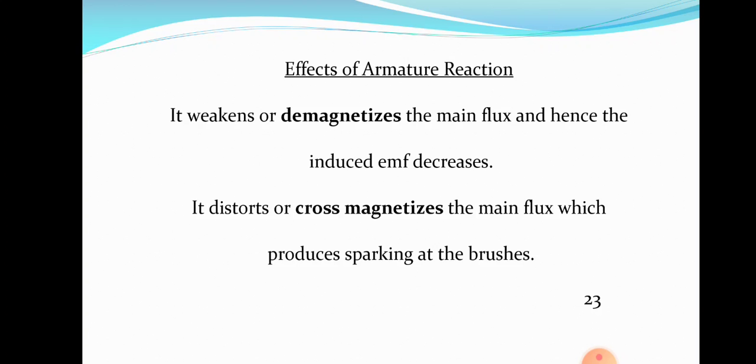And the second, what is the second effect of armature reaction? It distorts the main flux. That means it cross magnetizes the main flux, and therefore sparking is produced at the brushes. So both are adverse effects, both are disadvantages. Demagnetizing effect decreases the generated EMF. Due to cross magnetizing effect, sparking will be there. So both are harmful for a DC generator. It should be avoided at any cost.